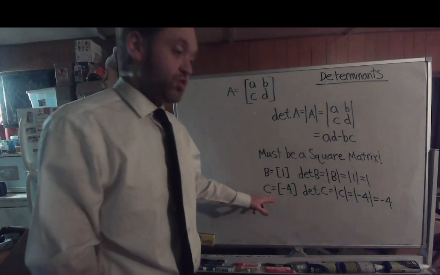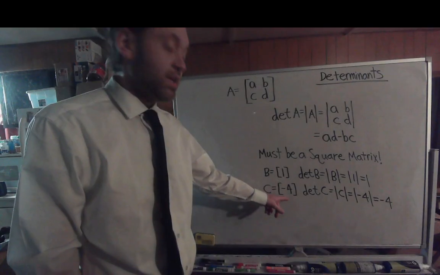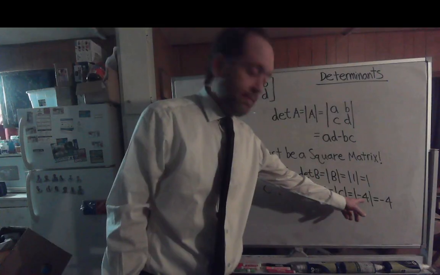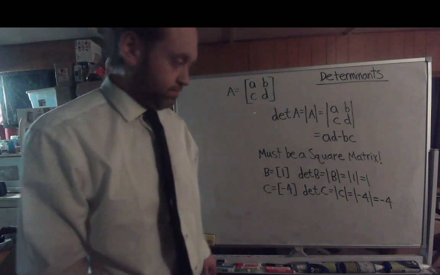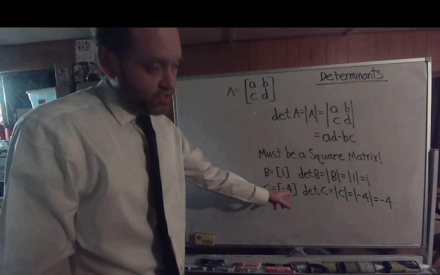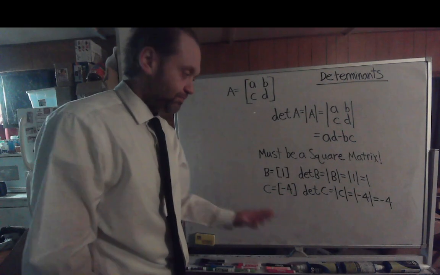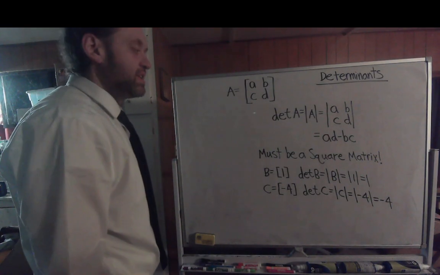Now, if I have matrix C, which is a 1 by 1 with the entry -4, that determinant would look like the absolute value of -4, but it's not the absolute value, really. You would get -4 because it's just a 1 by 1. You're literally just going to get the value of what's inside the matrix. 1 by 1s are easy enough.